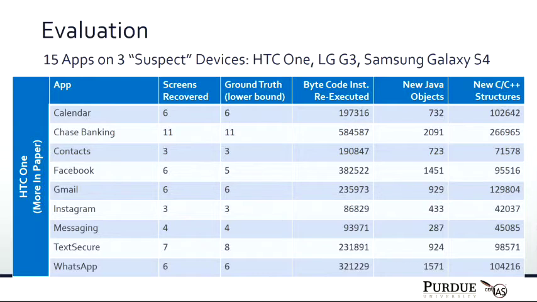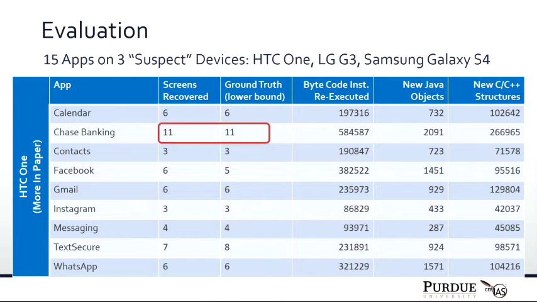So we just saw some results in that video. In the paper, we actually investigated 15 different applications across 3 suspect devices. These are the results for the HTC One device. You can find the rest in the paper, but these are pretty representative of all of our findings. RetroScope recovered anywhere from 3 all the way up to a maximum of 11 screens for each app that we tested, with an average around 5 to 6 screens per app.